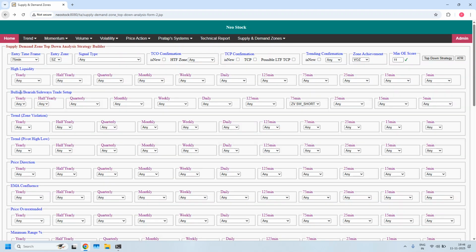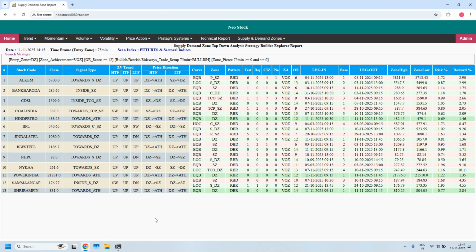Okay, next bullish trade setup for weekly income trade, 75 minutes demand zone, here bullish, and minimum order enhance score 12. Let's filter. We got 13 stocks. All entry time frame zones are 75 minutes demand zones.